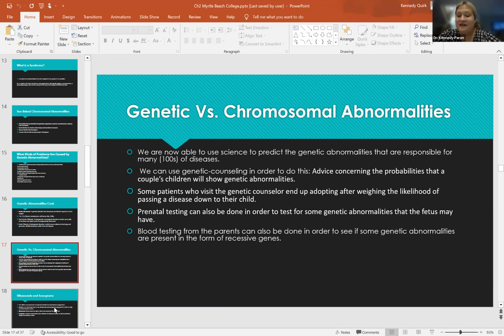Some patients visit genetic counselors and end up adopting because they do not like the odds of passing down a disease that somebody in their family or themselves have. There's also what's called prenatal testing, and this can be done in order to test some genetic abnormalities that occur in fetuses. There can also be blood testing of parents, and this can help to see if there are genetic abnormalities present in recessive genes. So this would mean the parents do not show symptoms or signs of these diseases. However, they are running in the family.